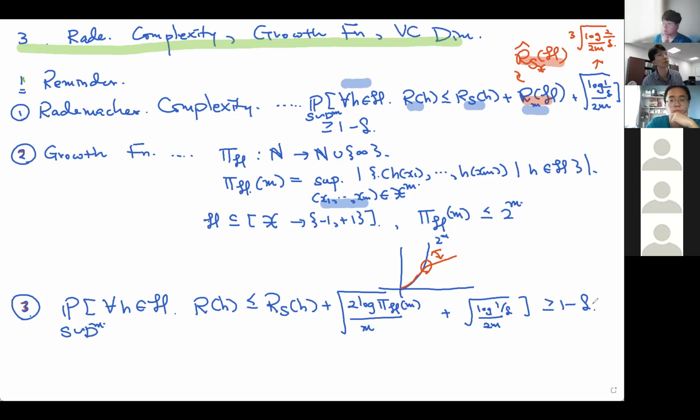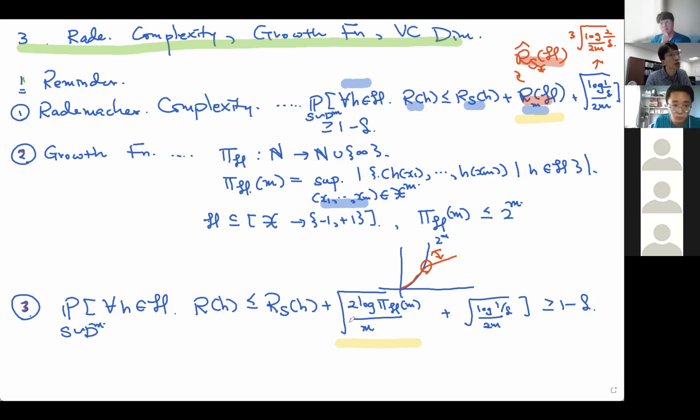So that's going to be the result that we're going to show in this part today. By comparing these two, you can see that what's really going on is that we're going to show that the Rademacher complexity of a hypothesis class is going to be bounded by the quantity that I just wrote below. And so we can bound Rademacher complexity by using the growth function.